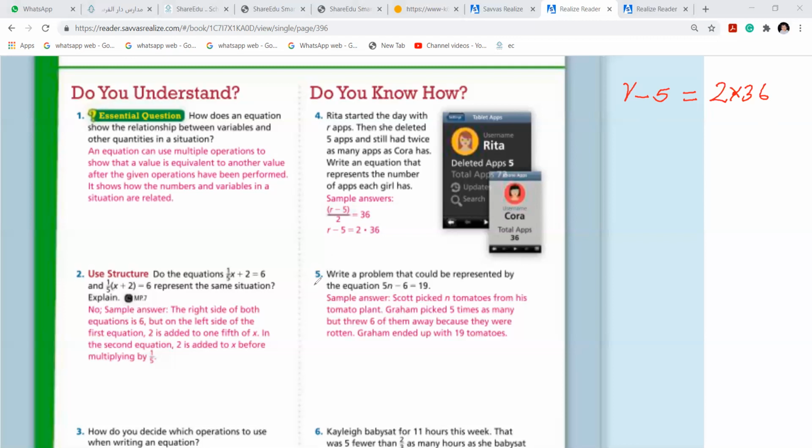Question 5. You don't need to write it, girls, just know that this is 5 times n minus 6. You can make any problem from it. For example, we picked n tomatoes from 5 plants, and then we threw out 6 tomatoes, and then 19 were left. Any story you can make, so there is no need to do the 5th one.